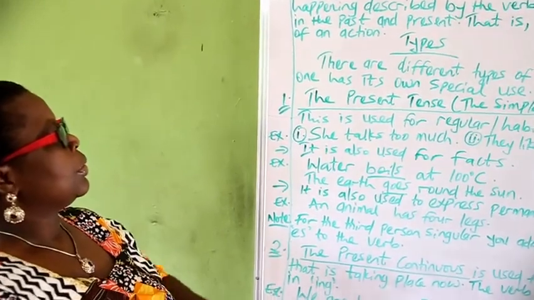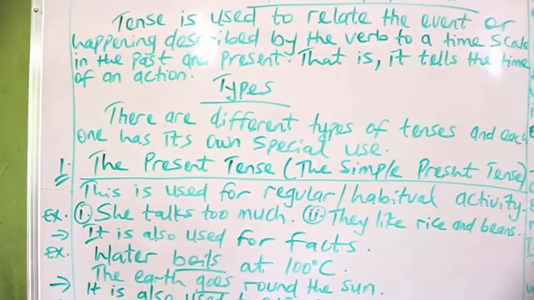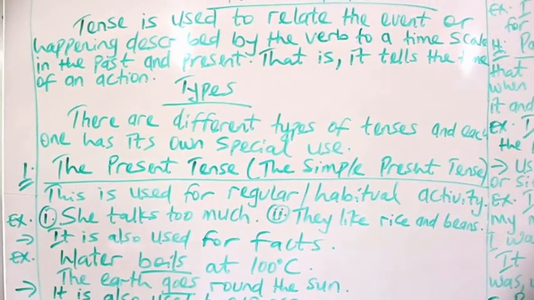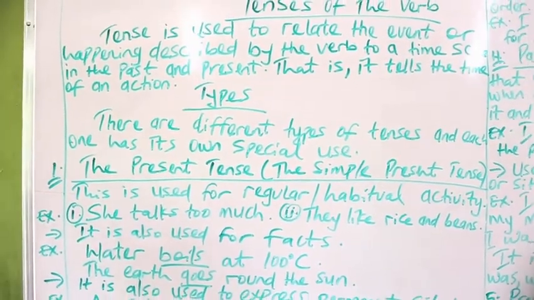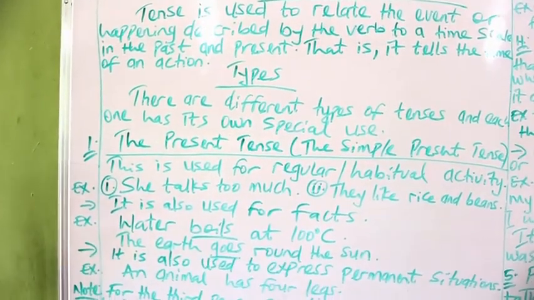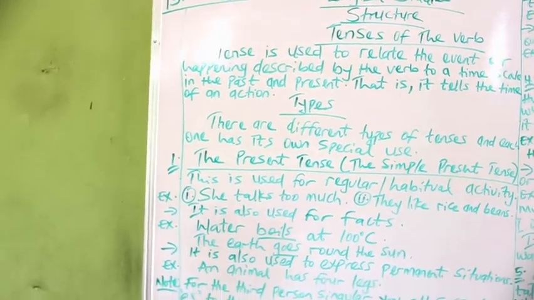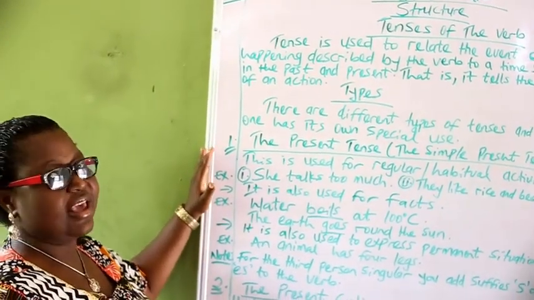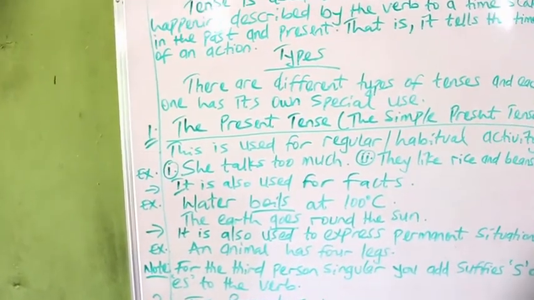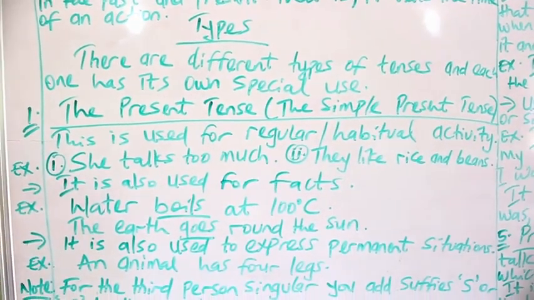This morning, we're going to talk about the types. But because of our time, we might not be able to finish all the types, but I will try as much as possible to mention 6 of them. We have different types of tenses, and each one has its own special use and special ways of using it. So let's start from the present tense, also known as the simple present tense. The present tense is used for regular or habitual activity.